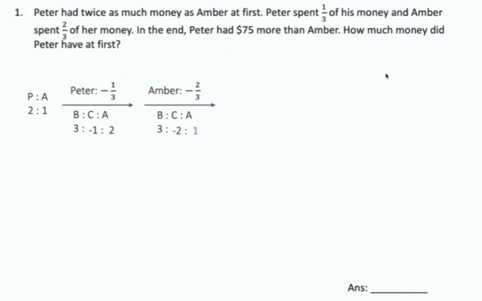Let's continue, sentence by sentence. In the end, this is before, these are the change, then this is after. Peter had 75 more than Amber. So how do you record this?